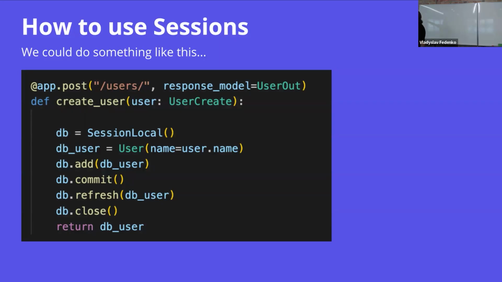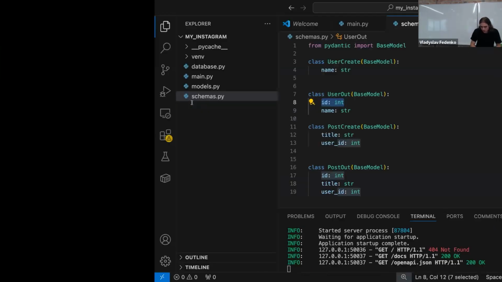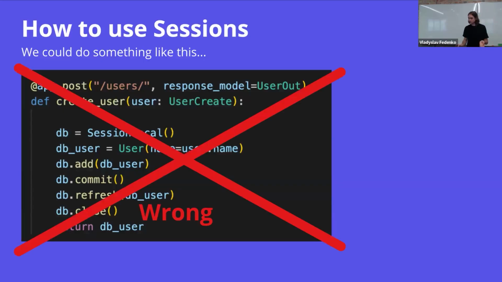But you can see that our response model is user out. What is user out? User out is also a Pydantic model that has an ID, because we added an ID, which is automatically added by auto-incrementation. But how does FastAPI know how to map our user model to our user out schema automatically? Yeah, so we can do this like this, but it's wrong. Why is it wrong?